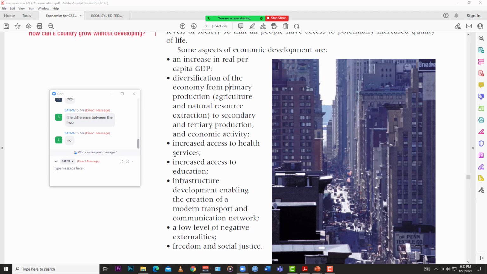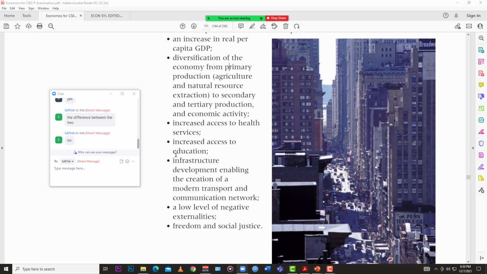We increase access to health services, more hospital beds available, additional wards being erected, health centers being erected, that kind of thing. Increase access to education. So we're talking about free education from preschool all the way up to high school and sixth form. You have school meals you can get, all those things.